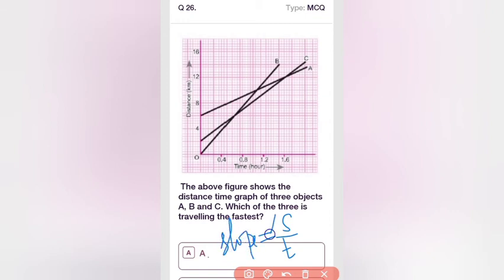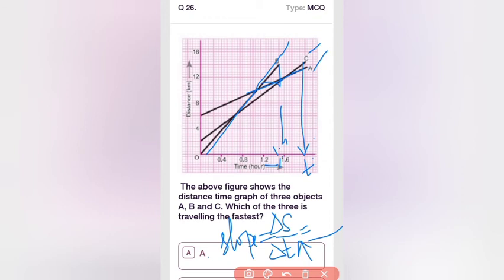So in this case, delta S by delta T. Delta S is going to be more for B as well as for this, but the time for this particular graph is less. It is 1.4. But here, when we consider this particular line, the time is more. When the time is more, what happens? Which will move fast?